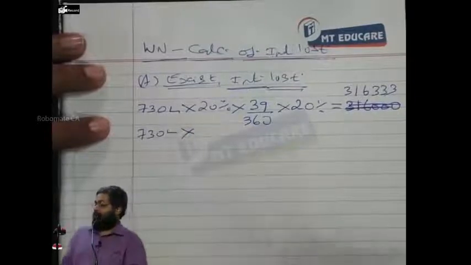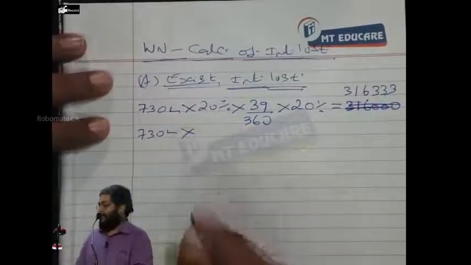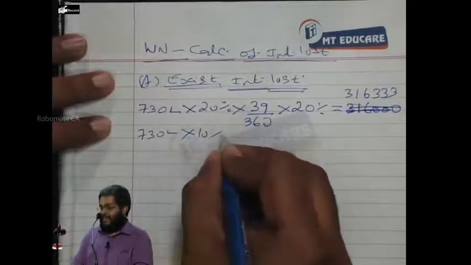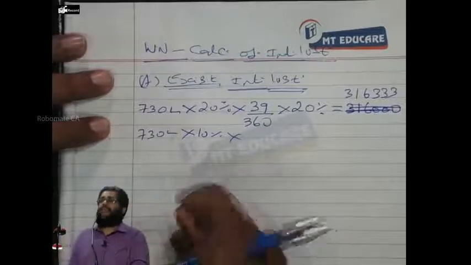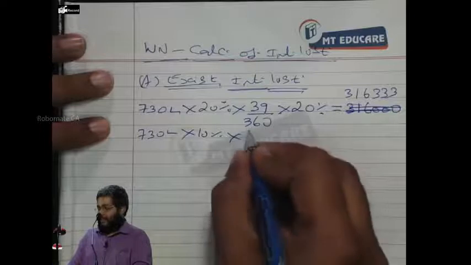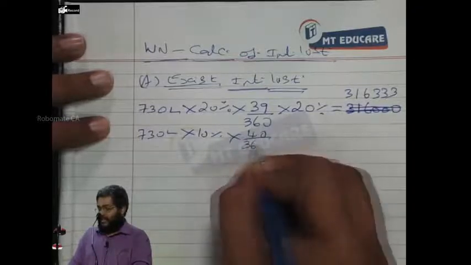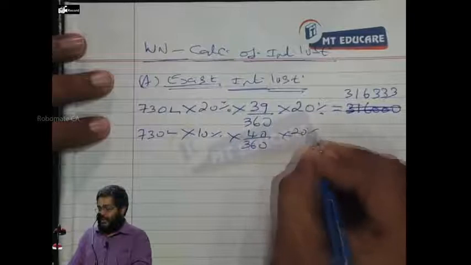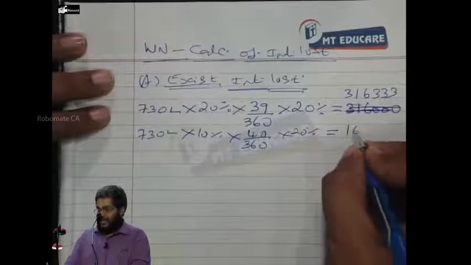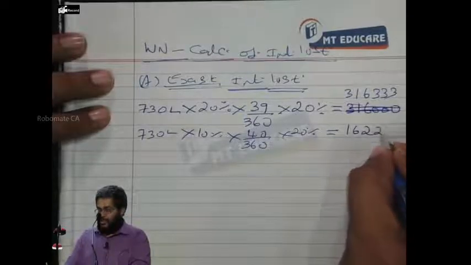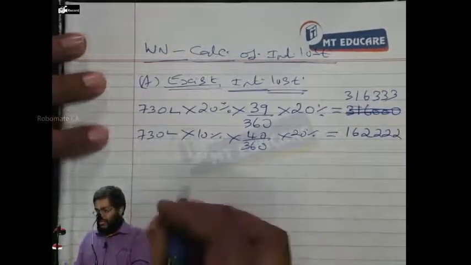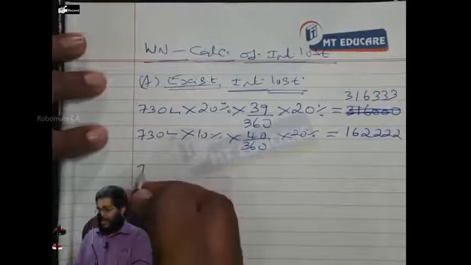730 lakhs into, for another how much percent of the sales? 10%. For another 10% of the sales, the invoicing is delayed by how many days? 4 days. From there, I collect in how many days? 36 days. What is the total delay? 40 days. 40 by 360 into 20%. Tell me the number. 1,62,222. Can I proceed?